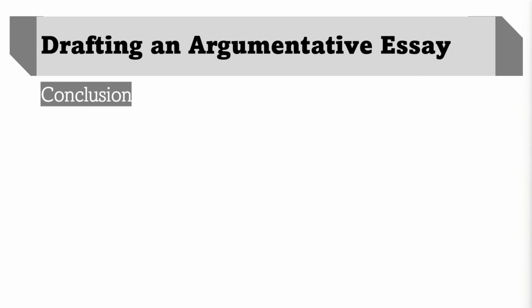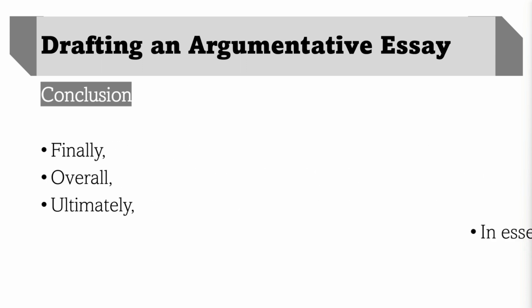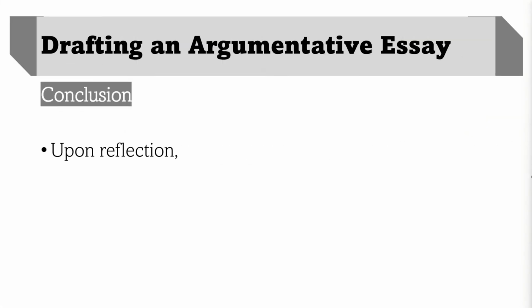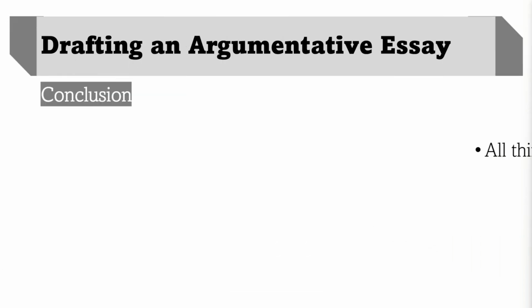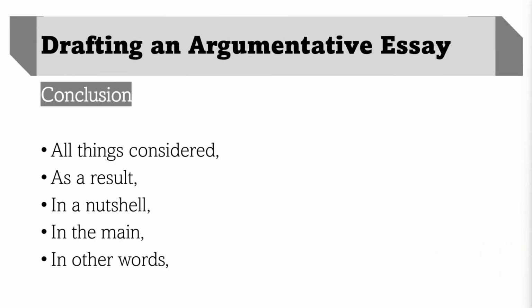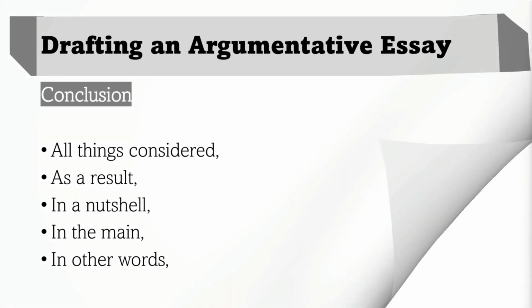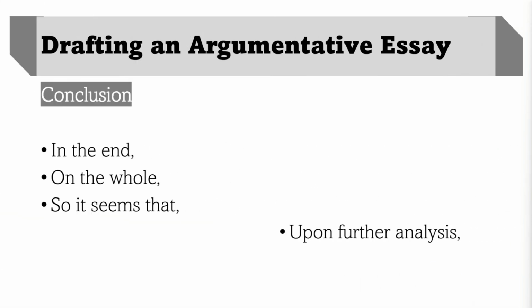I said earlier that in conclusion, in summary, or in closing are not to be used in writing a conclusion. There are many alternatives available. Notice that a comma follows each of them. Check them out. Finally, overall, ultimately, in essence, in short. Upon reflection, upon review, upon consideration, to conclude, all in all, things considered, as a result, in a nutshell, in the main, in other words, in the end, on the whole.